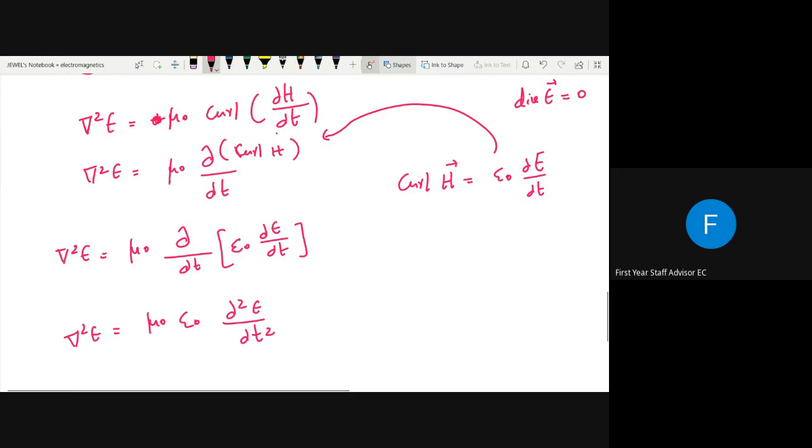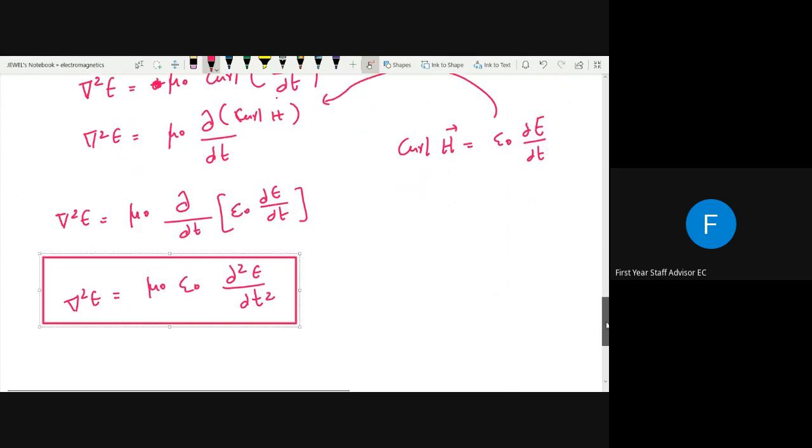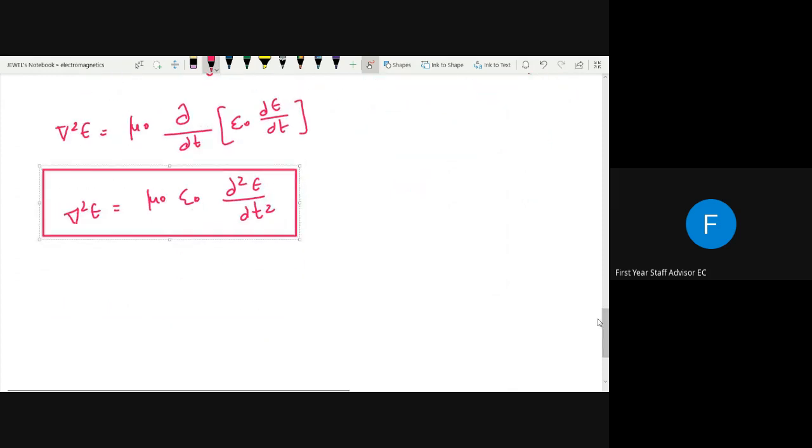Okay, now we have an equation which shows the variation of electric field throughout the space in case of the propagation of electromagnetic waves. Similarly, for the magnetic field H, we have the equation curl H is equal to epsilon 0 dou E by dou T. Taking the curl on both sides.